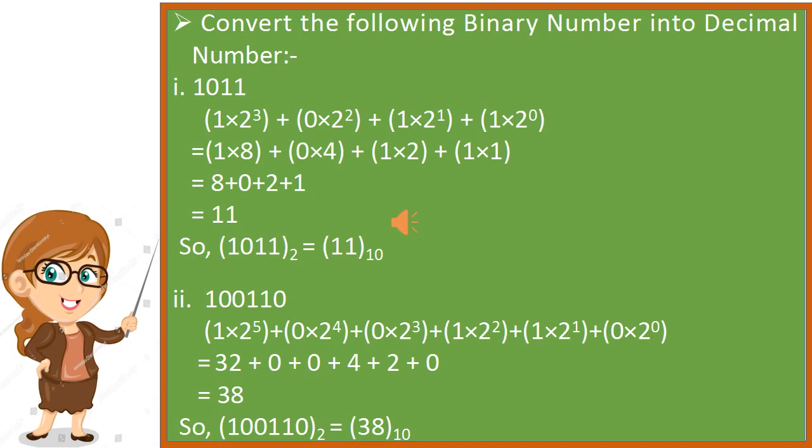We will get 1 into 2 to the power 5 plus 0 into 2 to the power 4 plus 0 into 2 to the power 3 plus 1 into 2 to the power 2 plus 1 into 2 to the power 1 plus 0 into 2 to the power 0. We will get 32 plus 0 plus 0 plus 4 plus 2 plus 0. Adding this, we will get 38 as answer. So binary number 100110 is equivalent to 38 in decimal.